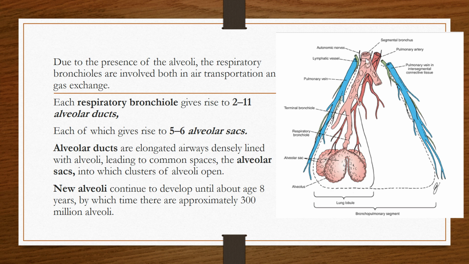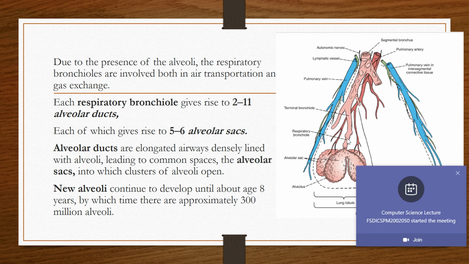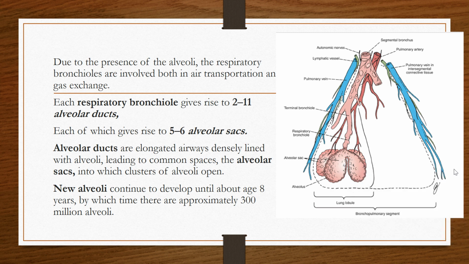Again, I will revise from the segmental bronchus. Segmental bronchus, which is the tertiary bronchus, will divide into terminal bronchiole. Each terminal bronchiole will divide into respiratory bronchiole. Respiratory bronchiole will give rise first to alveolar ducts, then alveolar sac, and then alveolus. These are the alveoli, which are the main part for the exchange of gases.